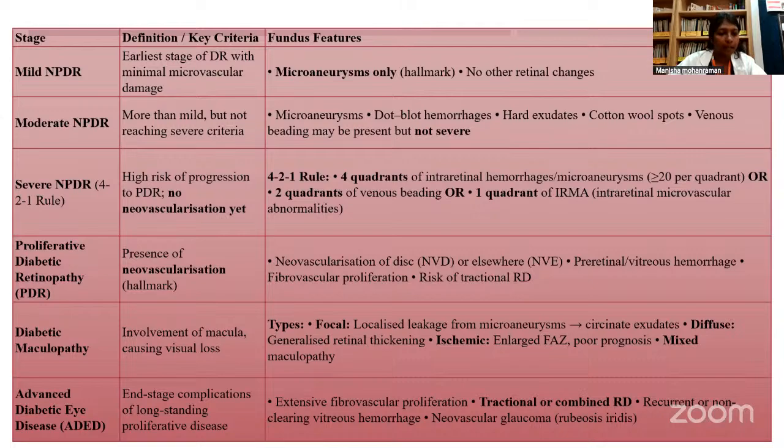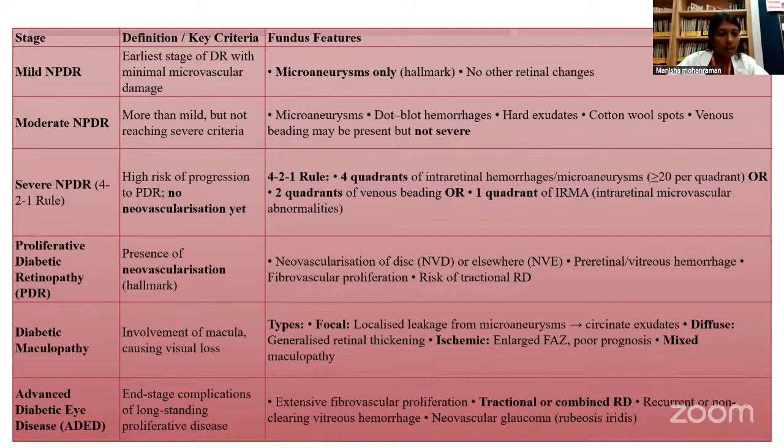In severe NPDR cases, there is a high risk of progression to PDR, and no neovascularization is seen. The 4-2-1 rule: 4 quadrants of intraretinal hemorrhages or microaneurysms, or 2 quadrants of venous beading, or 1 quadrant of intraretinal microvascular abnormalities.